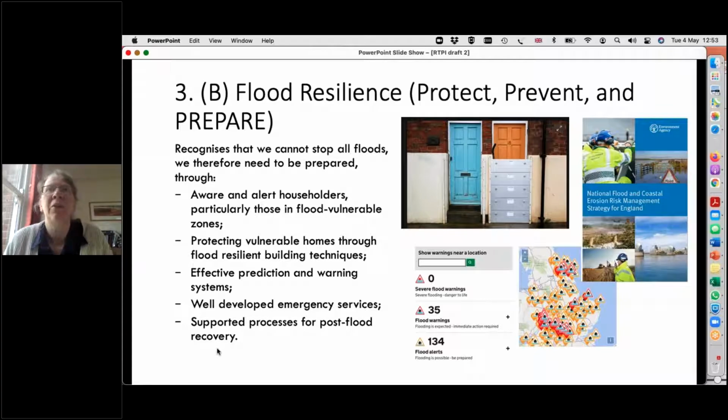And so you can see the 2020 strategy on the right, which champions this approach. You can also see an example of the sort of floodgates that people might be encouraged to fit to protect their homes, and a flood warning system from sometime earlier this year when there were quite a lot of flood warnings, or last year. This might have been November.